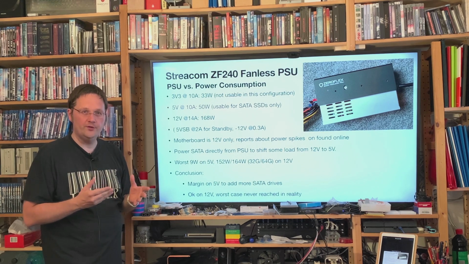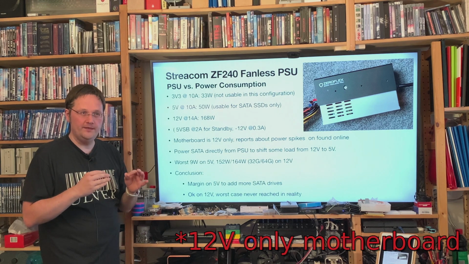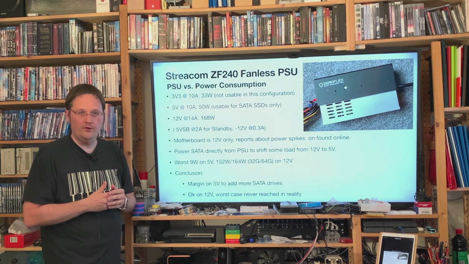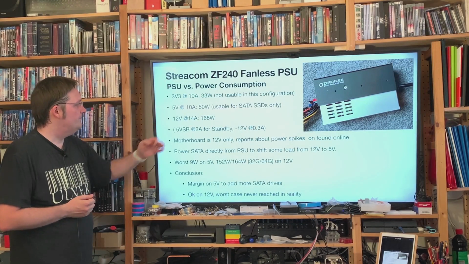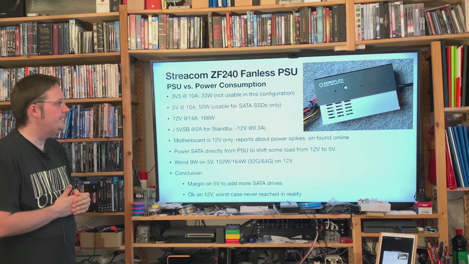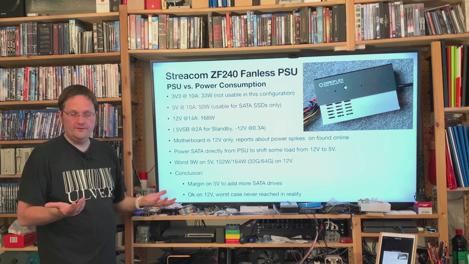As a reminder, the main board that we're using is a 12 volt only power supply. We're not using the 24 pin ATX power connector, but only a 12 volt ATX power connector, so the EPS connector that is by default used on the standard PC to power the CPU. So the 3.3 volts are not usable at all in this configuration. Then at the 5 volts, the power supply can provide a total of 10 amps, meaning 50 watts. But the 5 volts we can only use for the SATA SSDs really.